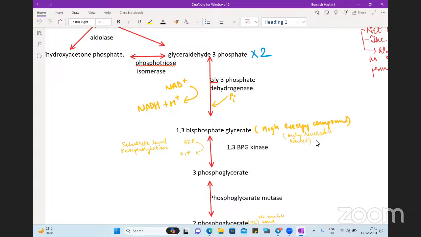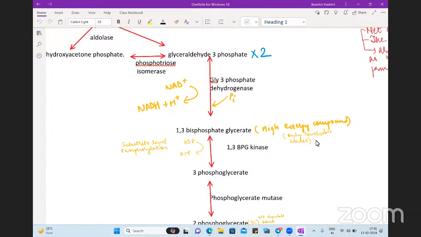Now where is this phosphate coming from? This is the inorganic phosphate which comes from the cytoplasm. And the enzyme used in this step is glyceraldehyde 3-phosphate dehydrogenase. Okay, so this is the first oxidation-reduction reaction taking place in the cycle.